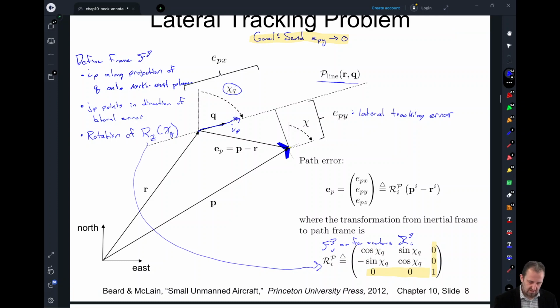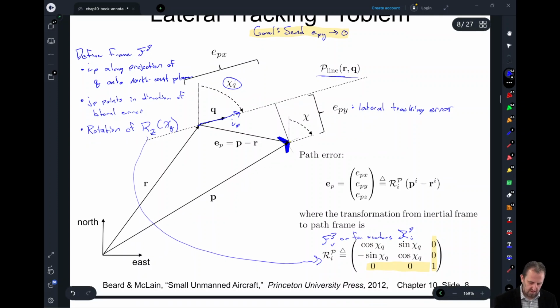Okay, excellent. So we have this transform, and we'll be using it with vectors. We're just going to say that it goes from the inertial to the line frame. Okay, that'll allow us to define, and we should have had a P up here, the error in the frame P, which we'll say is Px, Py, and Pz.